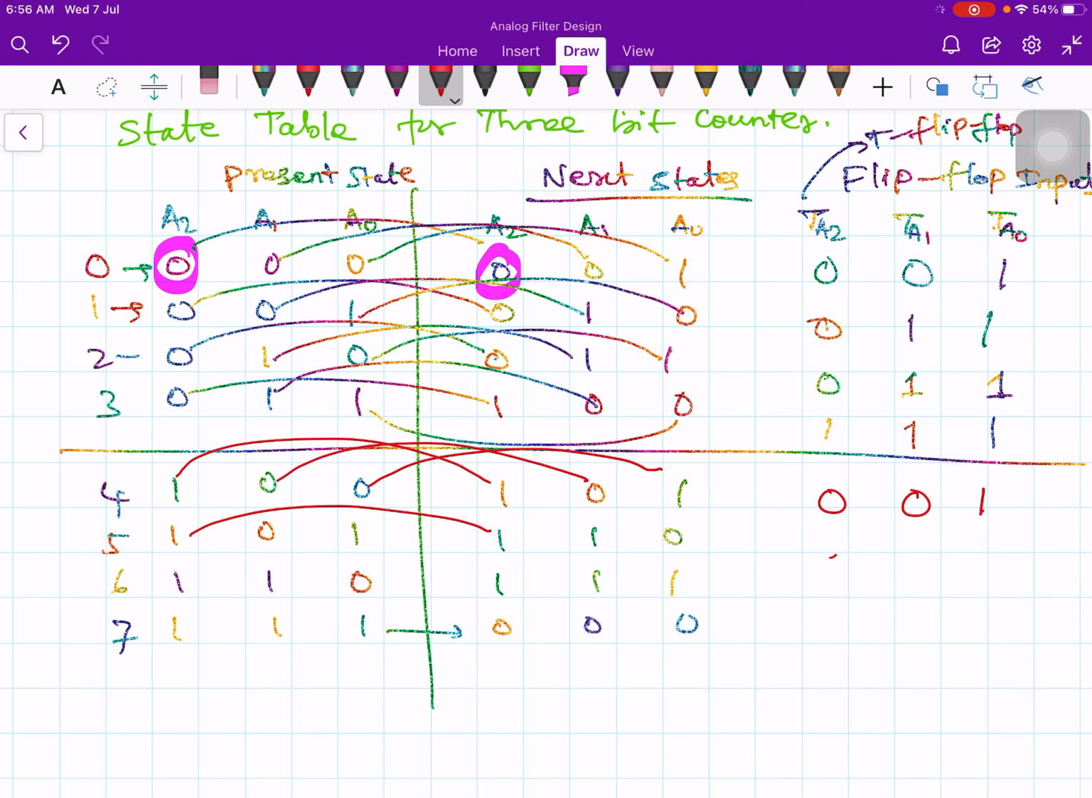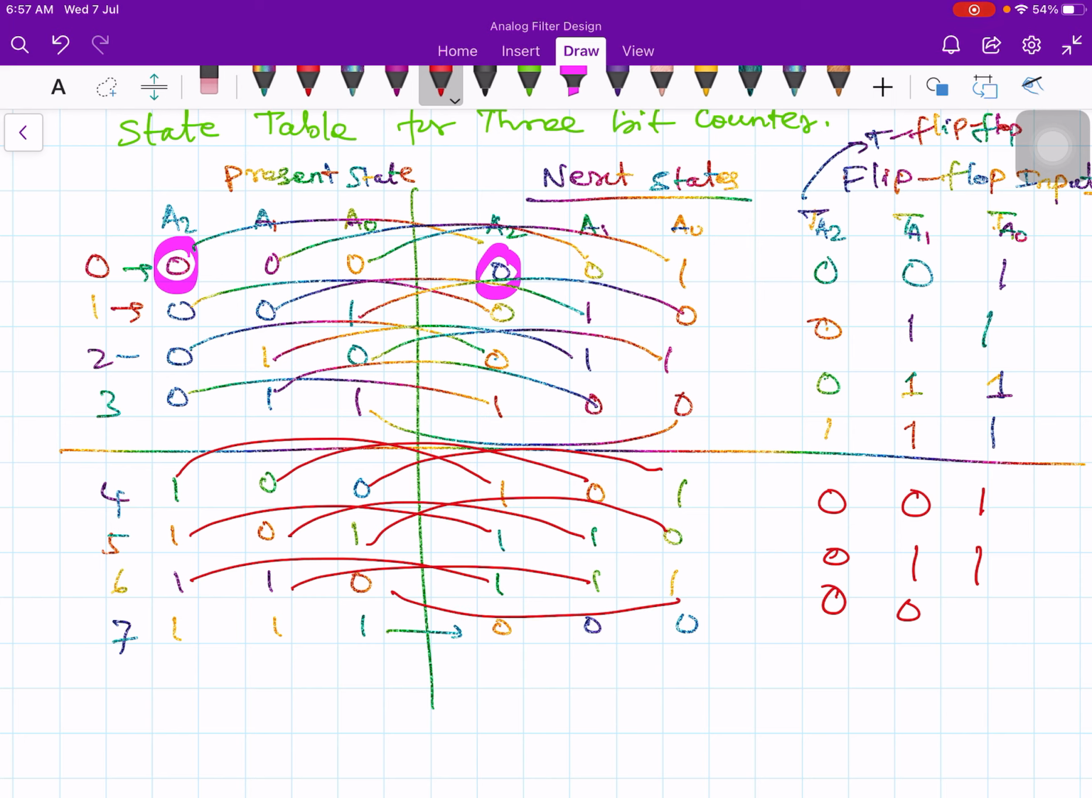1 to 1, no change, 0. 0 to 1 complemented, input is 1. And 1 to 0 complemented, 1. And 1 to 1, 0, no change. Again 1 to 1, no change. 0 to 1 complemented, so I put 1.